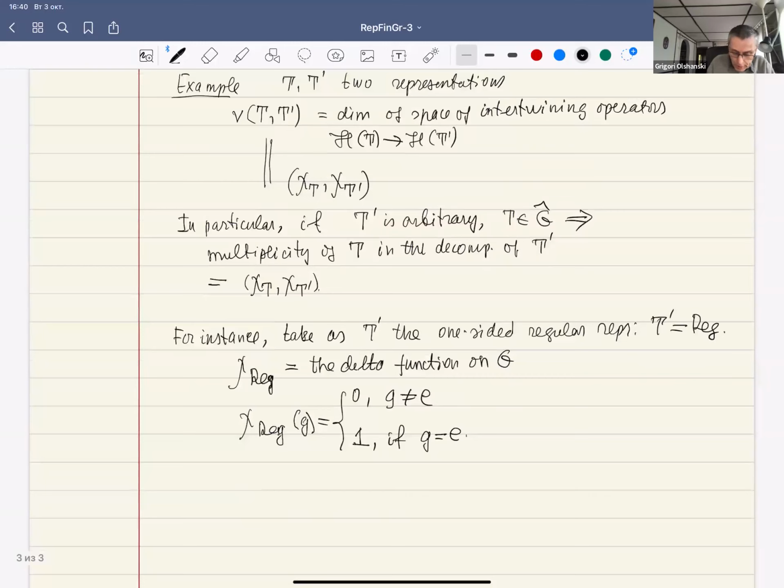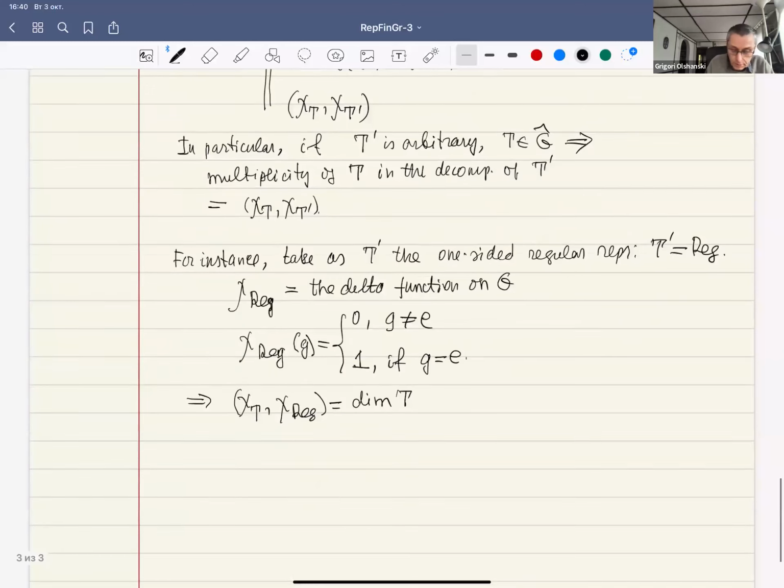And immediately we get that the scalar product is equal to the dimension of T, which means that the decomposition of a regular representation comprises all irreducible representations with multiplicity equal to the dimensions. So this is just a simple application. Some questions maybe, please ask.